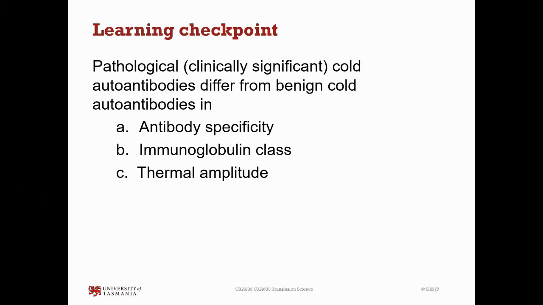Okay, so pathological, clinically significant cold autoantibodies differ from benign cold autoantibodies in A, their antibody specificity, B, their immunoglobulin class, or C, their thermal amplitude. A, B, or C?